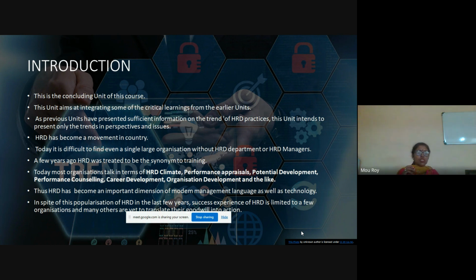So we have learnt about all these units, and now we'll be discussing the emerging trends in HR. HRD has become a very important movement in the country, and today it is difficult to find even a single large organization without an HRD department or HRD managers. A few years ago, HRD was treated as a synonym for training. But today, most organizations talk in terms of HRD climate, performance appraisals, potential development, performance counseling, career development, organizational development, and the like. Those are the things that were being taken care of.